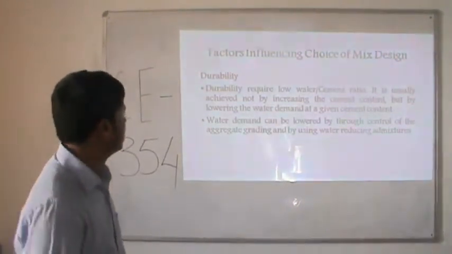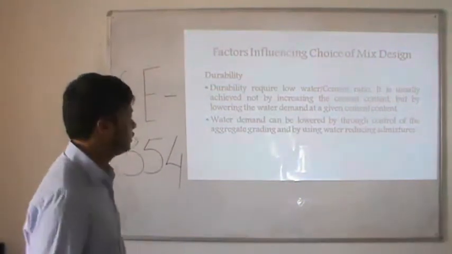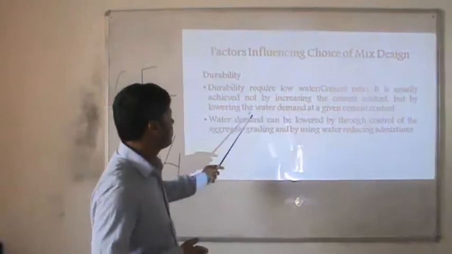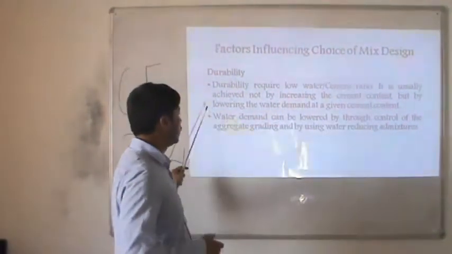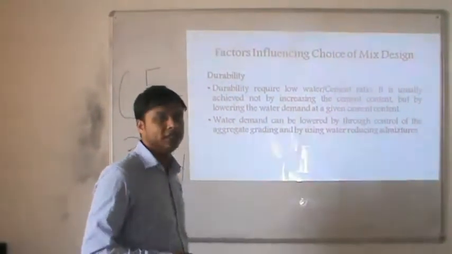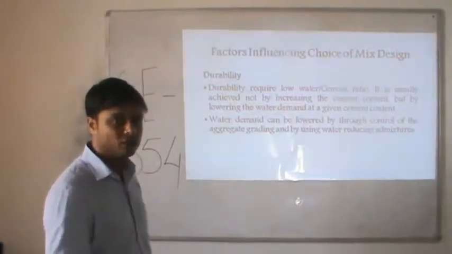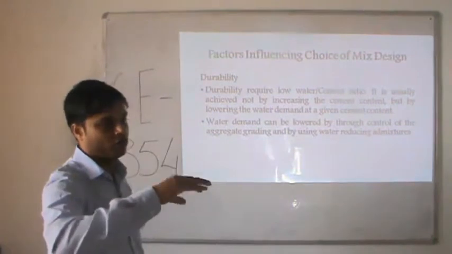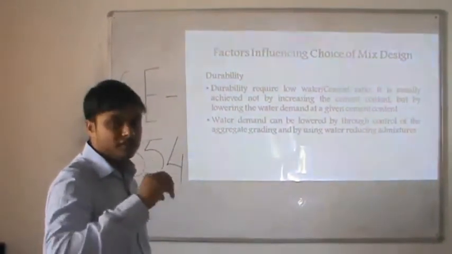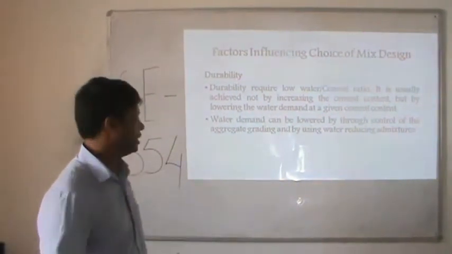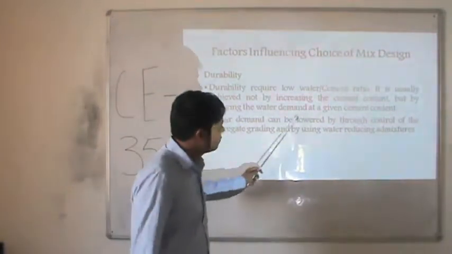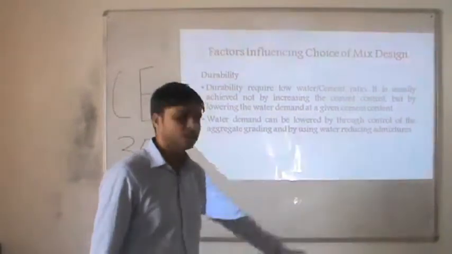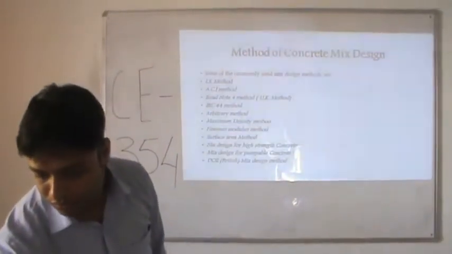Now, durability. Durability requires a low water cement ratio, as we have already seen in the last slide. It is usually achieved not by increasing the cement content but by lowering the water demand at the given cement content. So we will add superplasticizer to keep a cap on the water cement ratio and maintain the workability at the same time. Water demand can be lowered through control of the aggregate grading and by using water reducing admixtures.